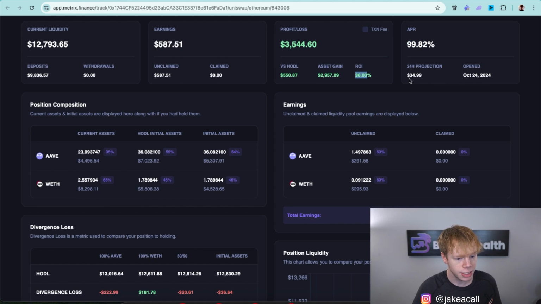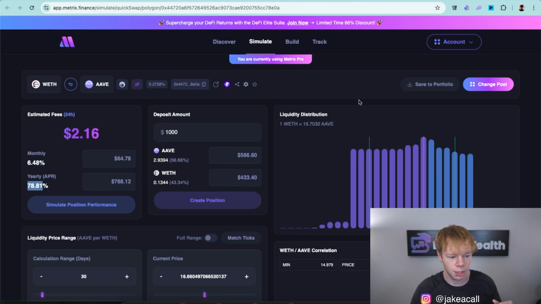This pool has a 36% return on investment in the time span of just a couple weeks, $3,500 overall profit. Obviously, the bull market that we're currently in helps out a lot. But at the same exact time, the earnings here have been solid since day one, because that's what I knew when investing into this, because I was using Metrics Finance to simulate the results.